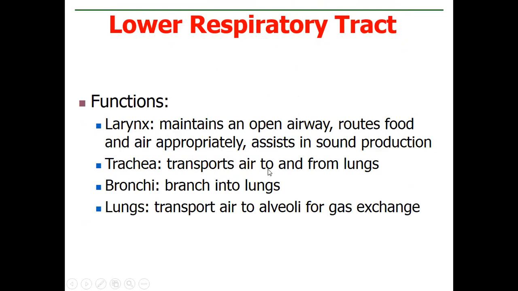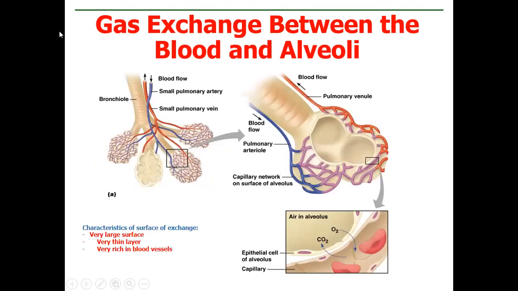The trachea transports air to and from the lungs. Bronchi branch off into the lungs. The lungs transport air to alveoli for gas exchange. Gas exchange occurs between the blood and alveoli.